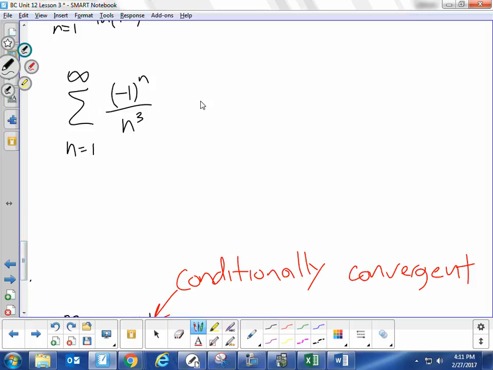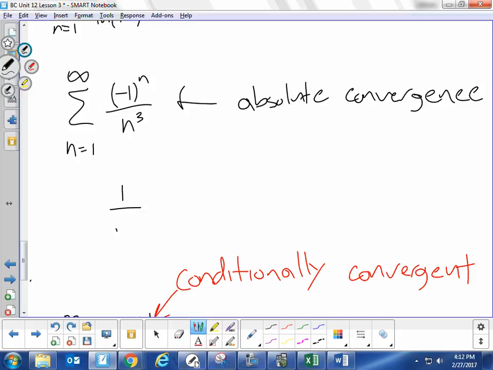This guy, however, would be absolutely convergent. Why is it absolutely convergent? Well, it's an alternating series and the denominator is growing, numerator staying the same, so we're decreasing. It's changing signs. Boom. Convergent by the alternating series test. And then if I looked at 1 over n cubed, this is also convergent. Why is it convergent? It's a p-series with p greater than 1. Okay? That's it. That's alternating series. Thank you.